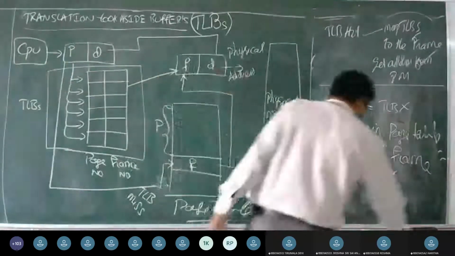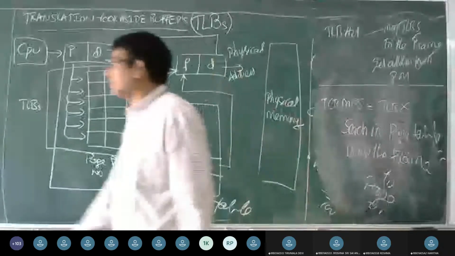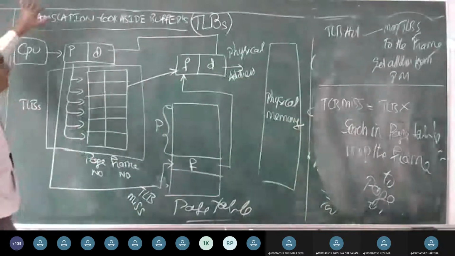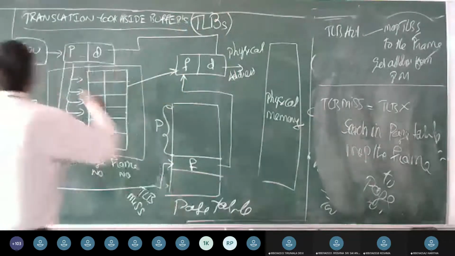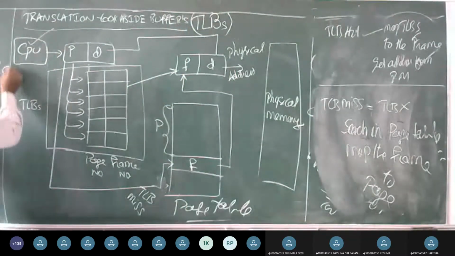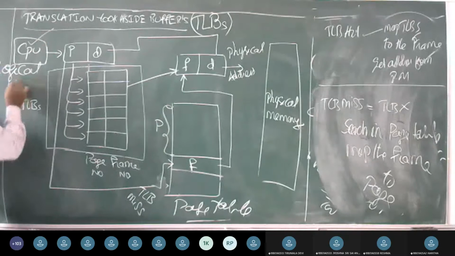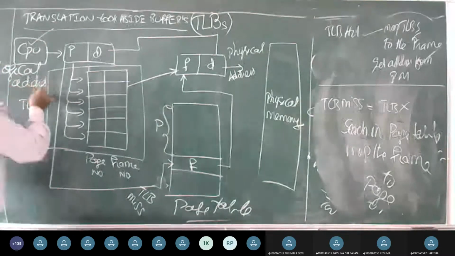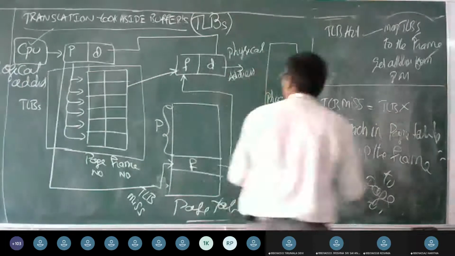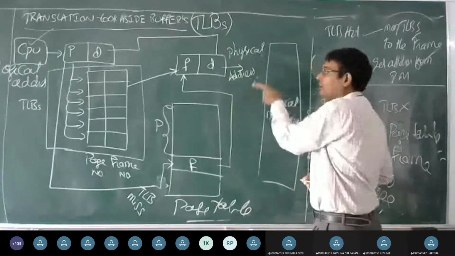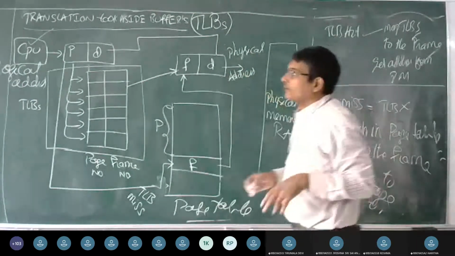Got it? So now let us look into this example. Translation look-aside buffers. We have TLBs. In the TLB, the CPU is going to generate the logical address, and the physical memory, that is the random access memory, is going to generate the physical addresses.